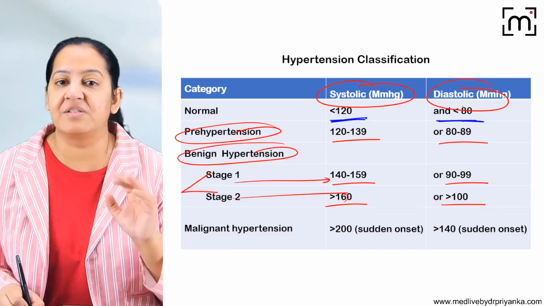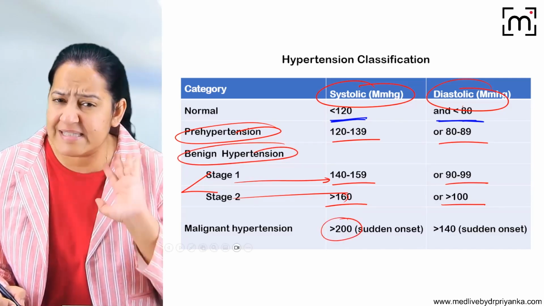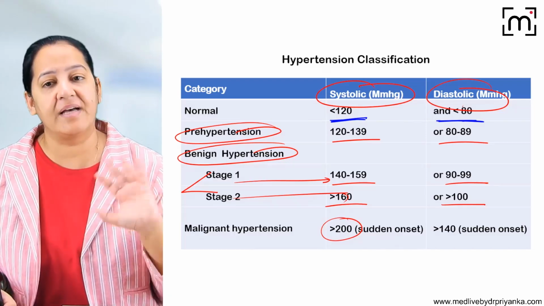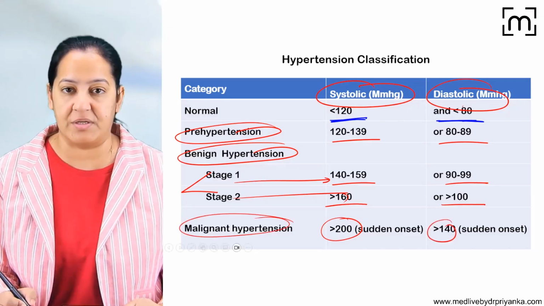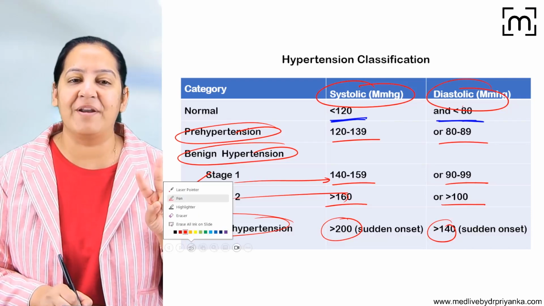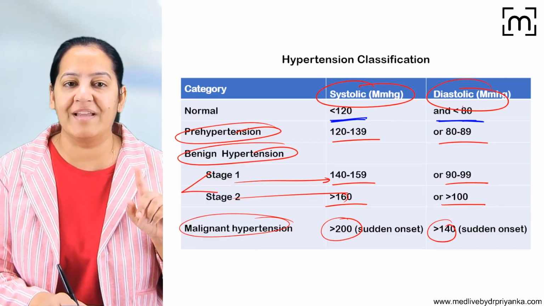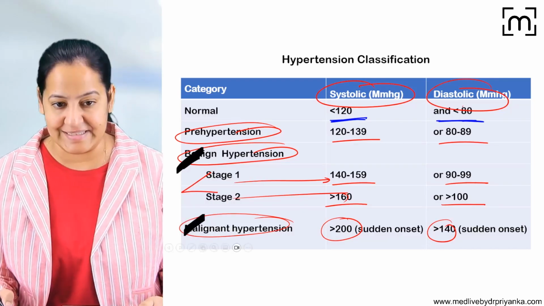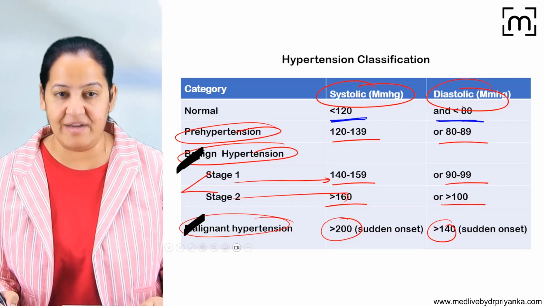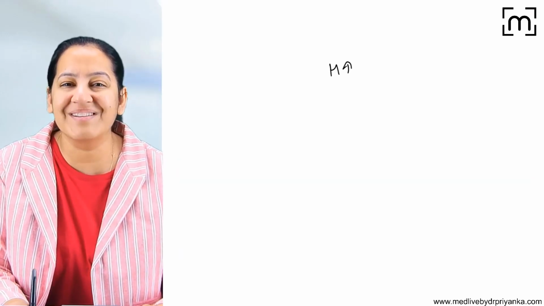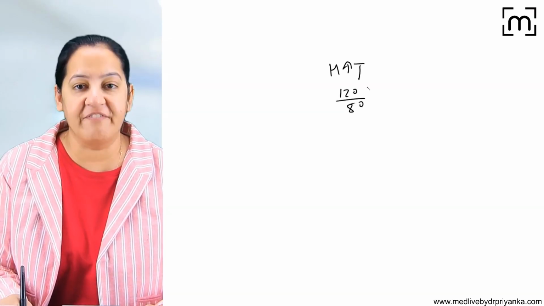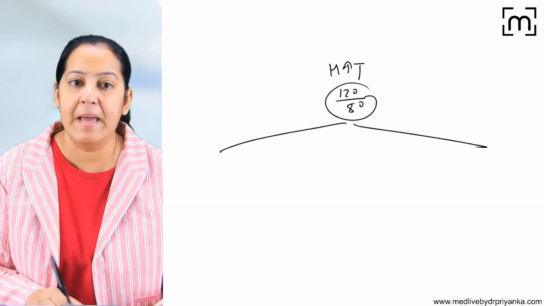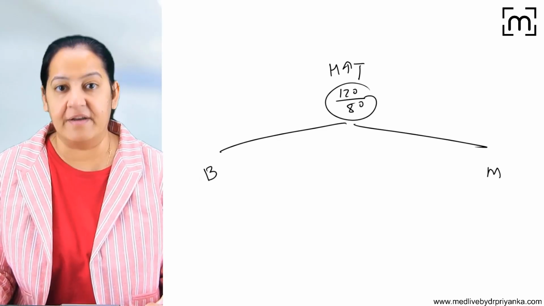But when systolic is more than 200, a severe, sudden rise, and diastolic is more than 140, sudden onset, it is known as malignant hypertension. So can I say we can divide hypertension into two categories? What are the two categories? Benign and malignant. These are the two categories we divide hypertension into. So this is the classification of hypertension.